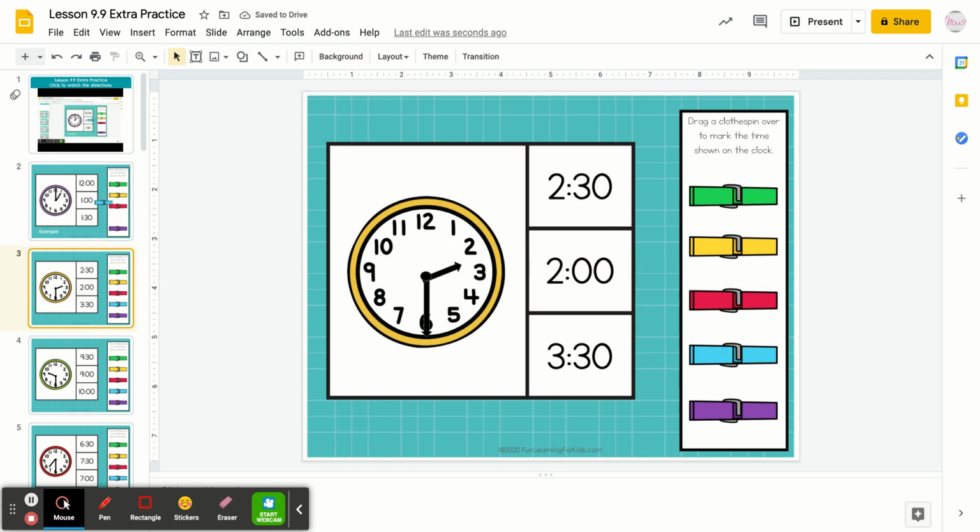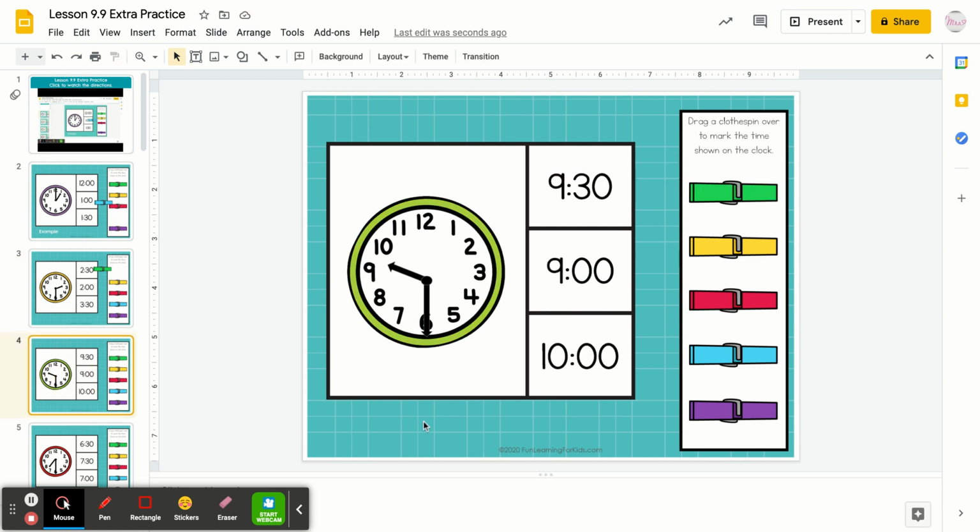Let's check this one out. What time is it? Well, here we had our hour hand. It's in between the 2 and the 3. So what time does that make it? It went halfway past the 2, right? Didn't get to the 3 yet. So we say 2:30. So remember when we count around 5, 10, 15, 20, 25, 30, 2:30. So we should have picked this one, 2:30.